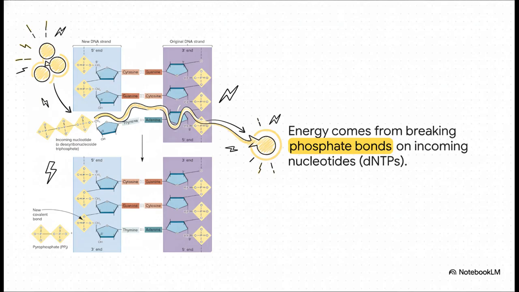Incredibly, it comes from the building blocks themselves. Each new nucleotide that shows up for work arrives as a triphosphate. When DNA polymerase adds it to the chain, it snaps off two of those phosphates. The energy that's released from breaking that high-energy bond is what powers the whole reaction. It's an unbelievably efficient system.